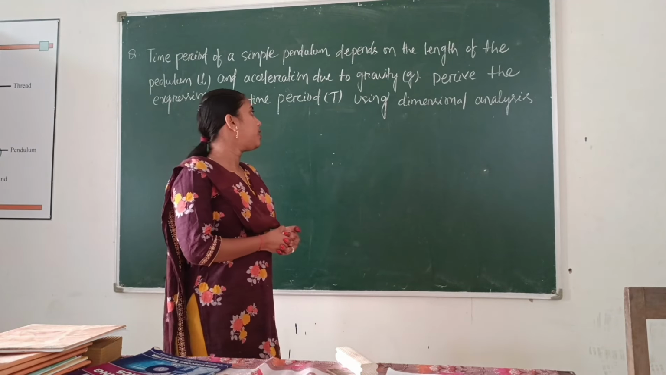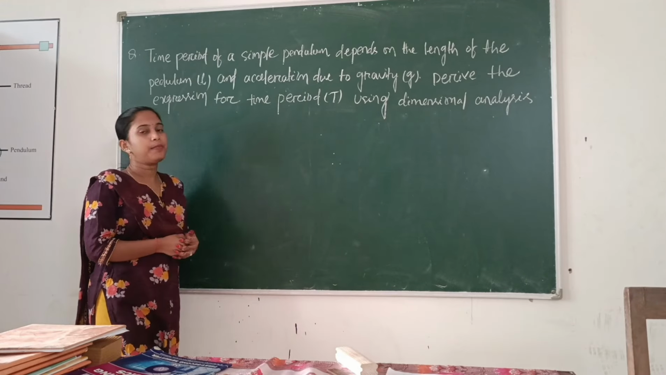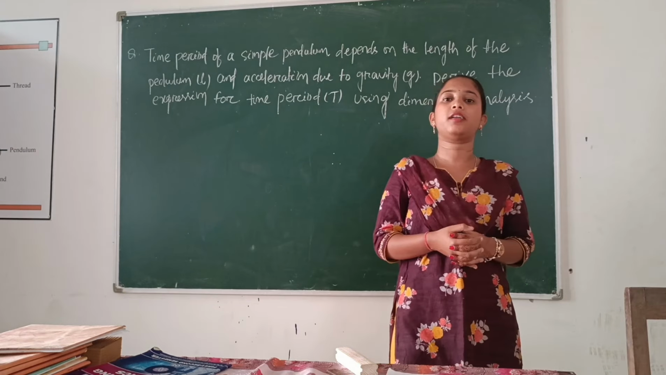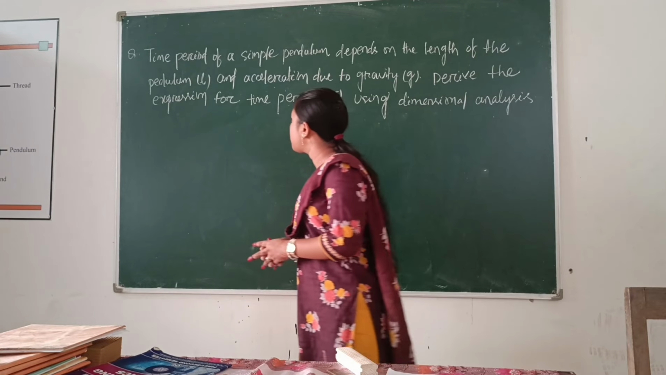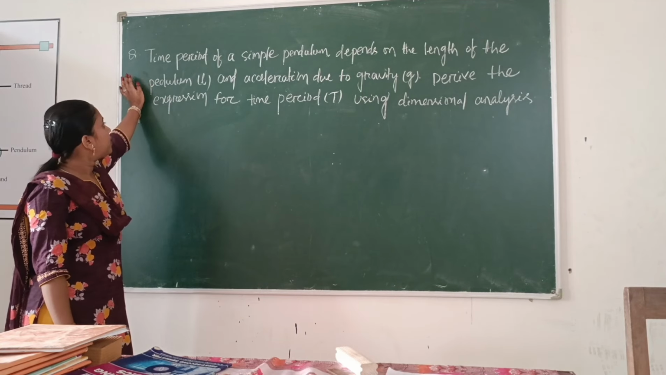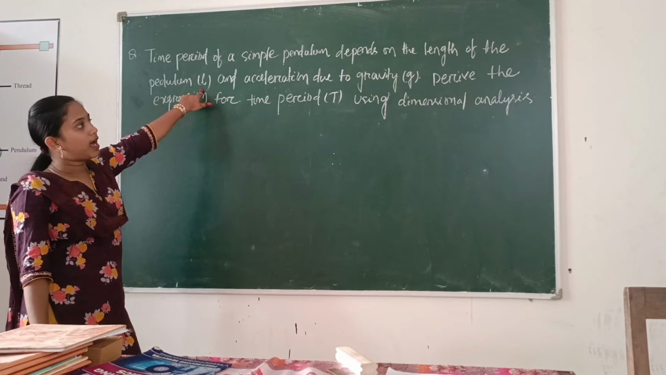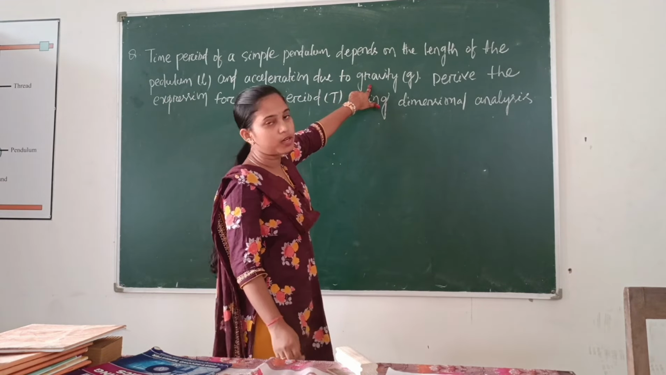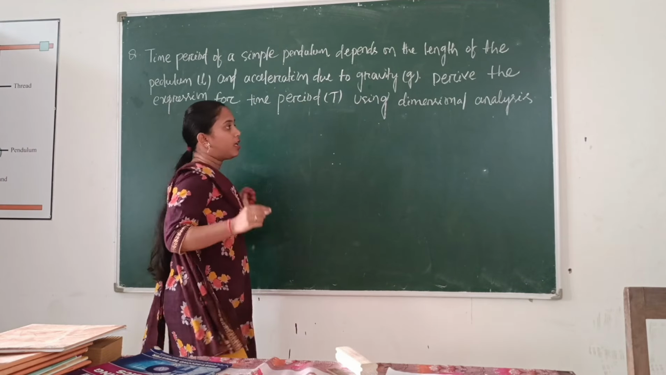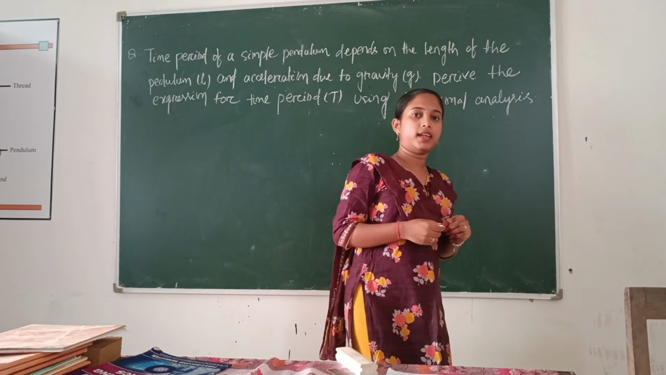Channel. So today we derive the expression for time period using dimensional analysis. This is the second and final part of units and dimension. The question is: the time period of the simple pendulum depends on the length of the pendulum, that is L, and acceleration due to gravity, that is small g. We have to derive the expression for time period with the help of dimensional analysis.